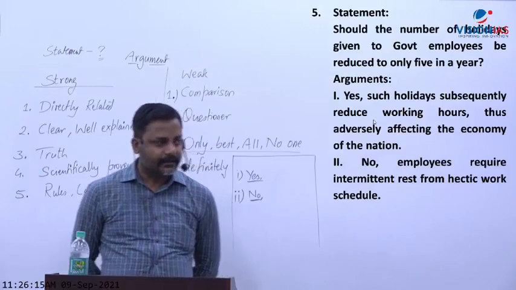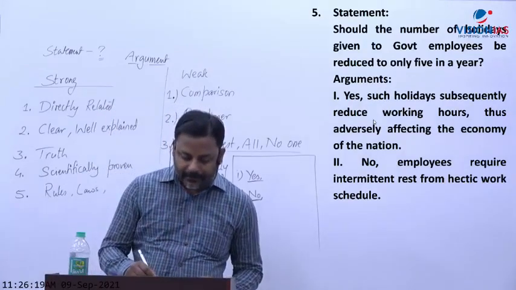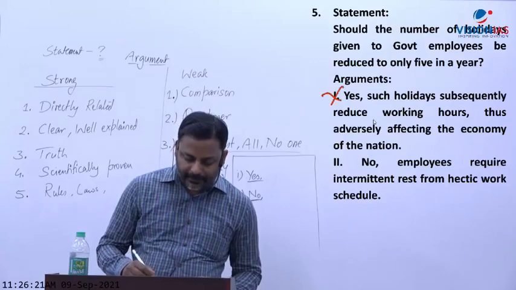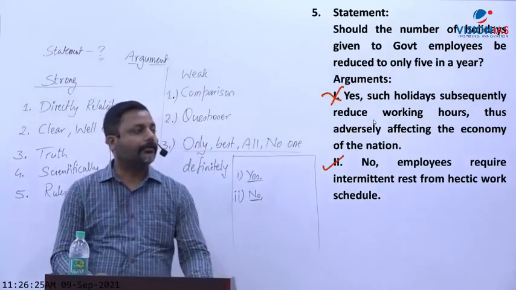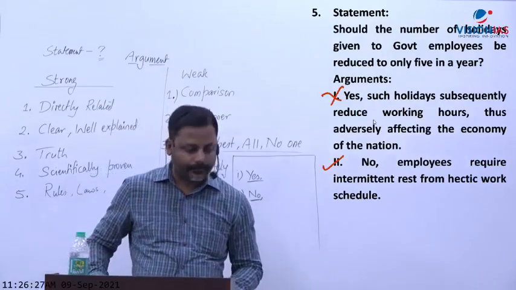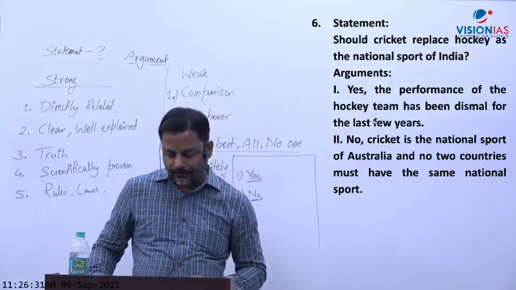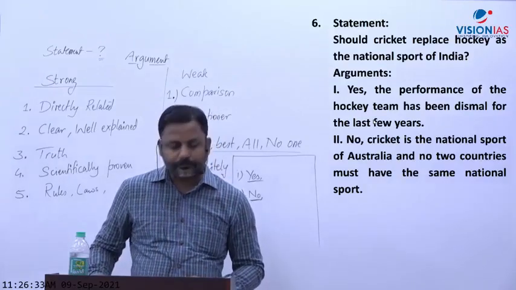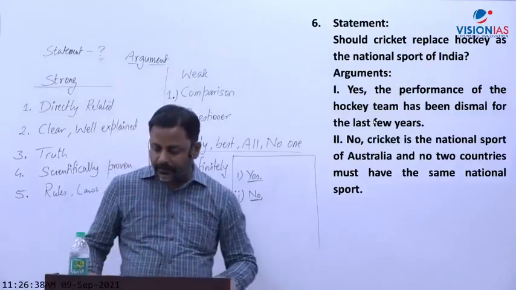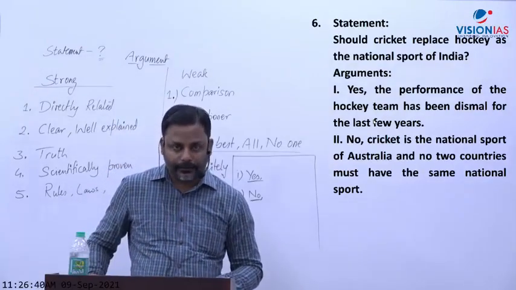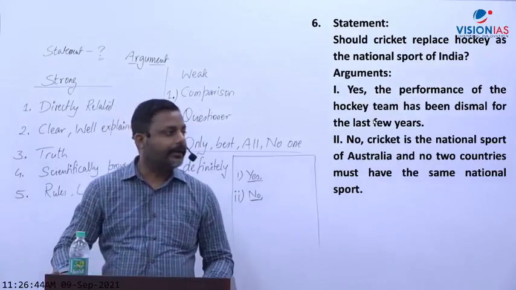So the first one is not practical, means it cannot be practiced that out of 365 days, one will get only 5 days of holiday. So that's why the first one is weak. And second is strong, reason being, yes, it will become hectic. If you are getting only 5 holidays in a year, it will be a bit hectic.